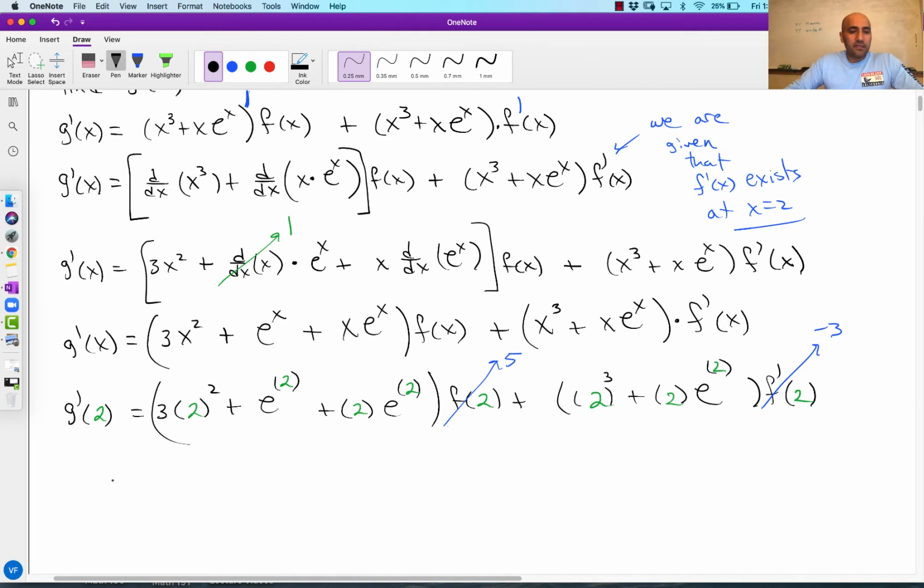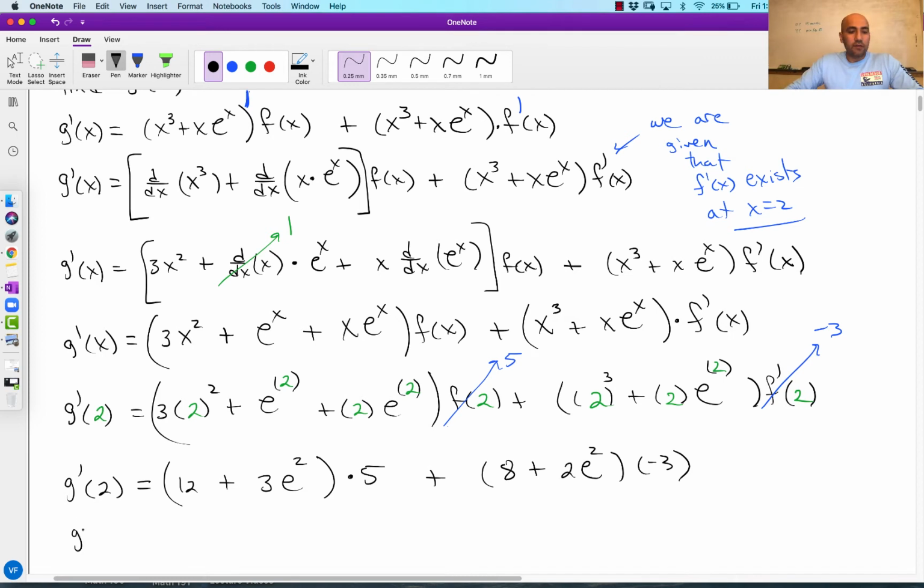So simplifying this a little bit, we get g prime of 2 is going to be equal to 3 times 4, that's going to be 12, plus e squared plus 2e squared. Together they give me 3e squared. And all of that gets multiplied by 5, plus, and now this becomes 8 plus 2e squared. And all of that gets multiplied by negative 3.